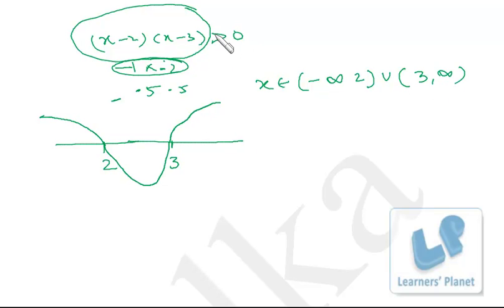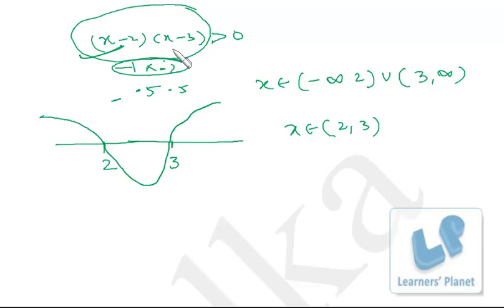Okay, because we want greater than 0, so we will not include 2 and 3. So if x belongs to minus infinity to 2 or 3 to infinity, then this expression will always be positive, right? And if x belongs to 2 to 3, then this expression will be negative.